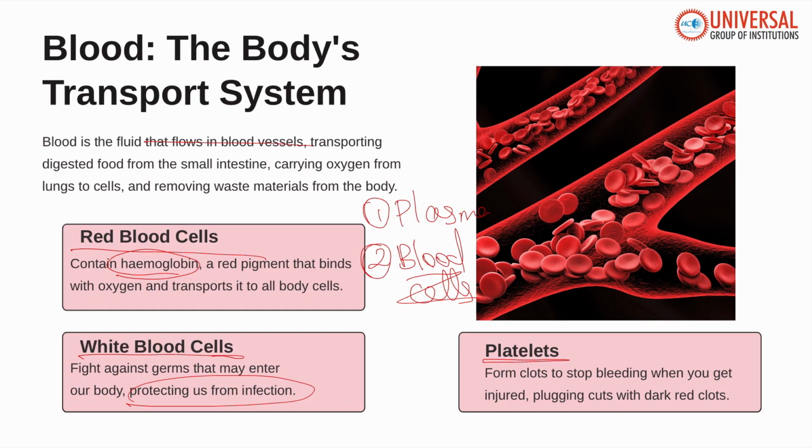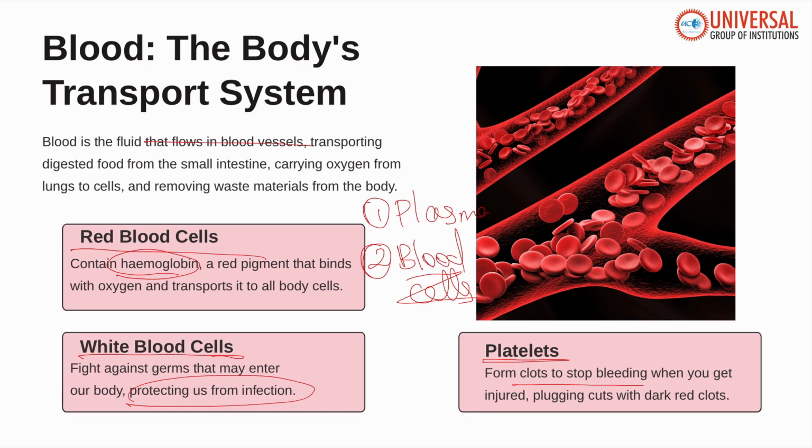And the third one is platelets. If you have a cut, what happens? The blood starts to ooze out. After some time the blood stops oozing out. So how does this phenomenon take place? The major blood component that acts here is the platelets. They help in blood clotting. If there are no platelets present, then we cannot stop the bleeding, or the bleeding will be severe. So platelets help to clot the blood and stop the bleeding.